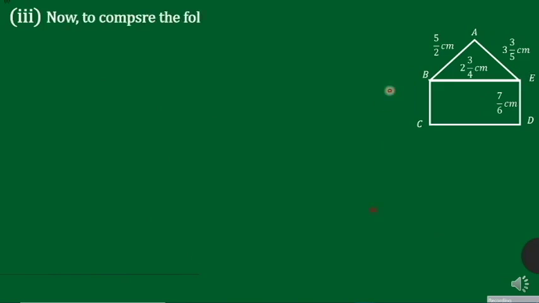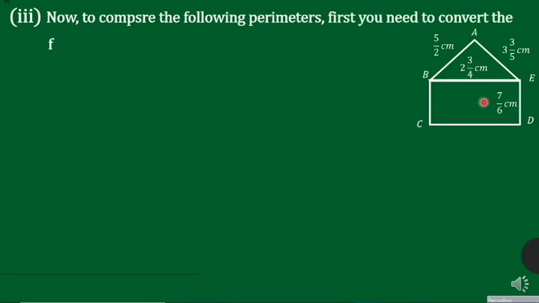After this, now you need to compare the following fractions, I mean the perimeter of the triangle as well as the perimeter of the rectangle. How do you need to convert? First, you will see the denominators of both the perimeters. If they are the same, that means if they are like fractions, we can easily compare. But if they are not like, we need to convert the fractions into like fractions.